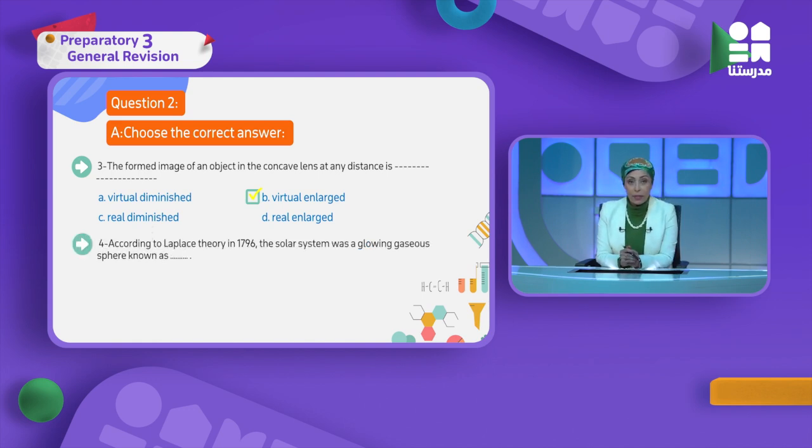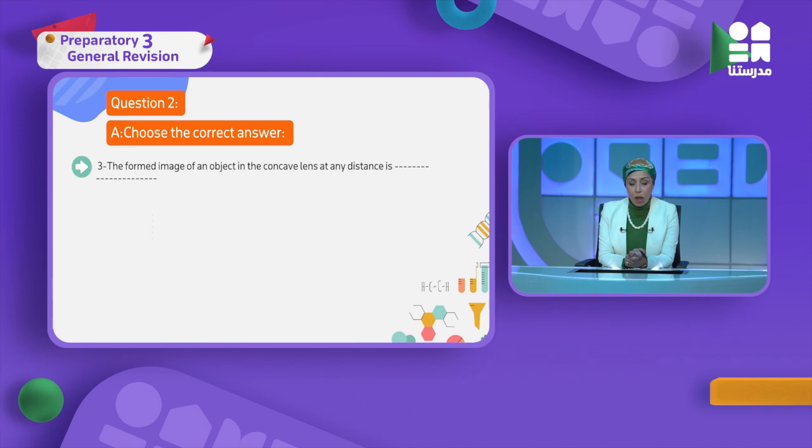According to Laplace theory, in 1796, the solar system was a glowing gas sphere known as a... Of course we all answered that it is known as nebula. So let's see the answers. Is it sun, or planets, or stars, or nebula? So the answer, of course, is the nebula.